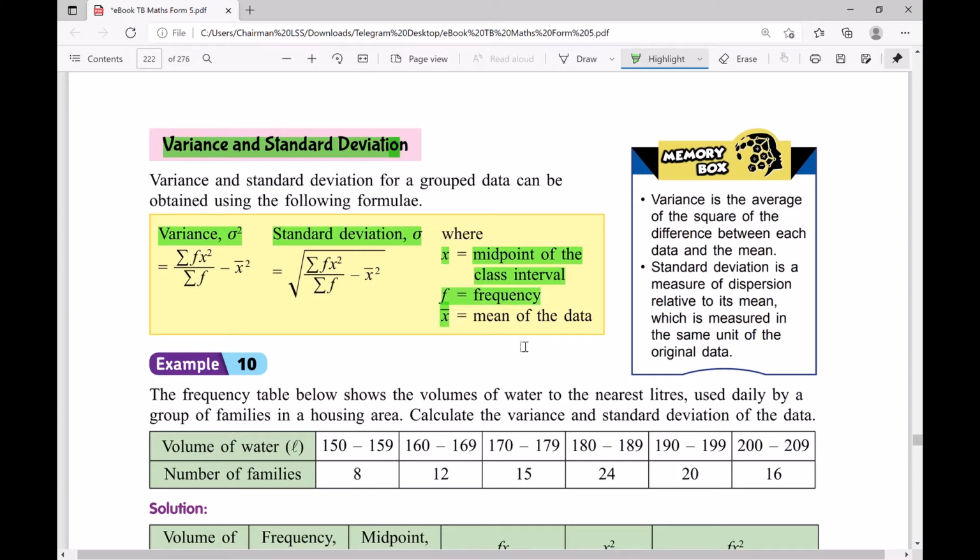And x, x with the bar on top is the mean of the data. Yeah, this one. This is actually the mean. Yeah, the mean of the data. So you have to find the mean first. Okay.